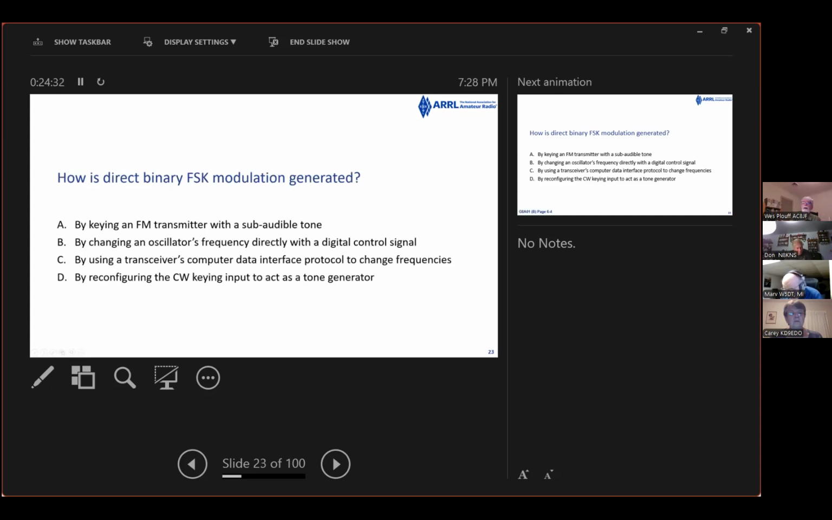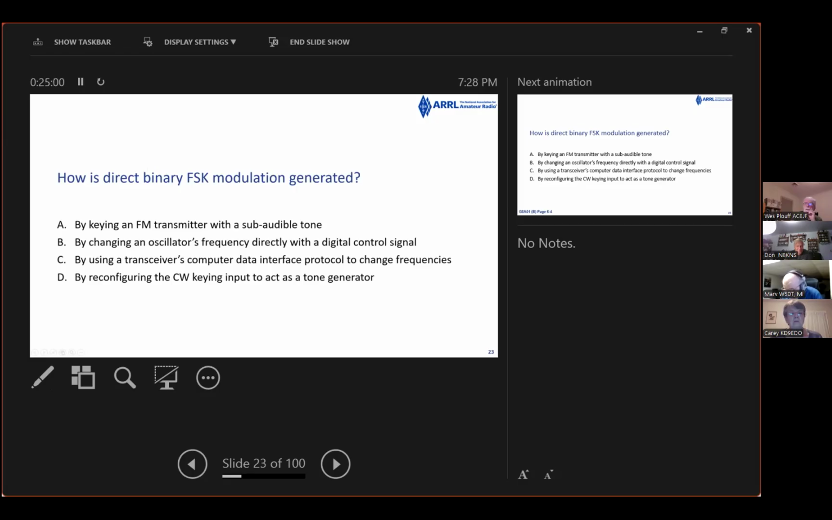How is direct binary FSK modulation generated? By keying an FM transmitter with a subaudible tone, by changing an oscillator's frequency directly with a control signal, by using a transceiver's computer data interface protocol to change frequency, or by reconfiguring the CW keying input to act as a tone generator. And you should be able to throw two of those out right away.